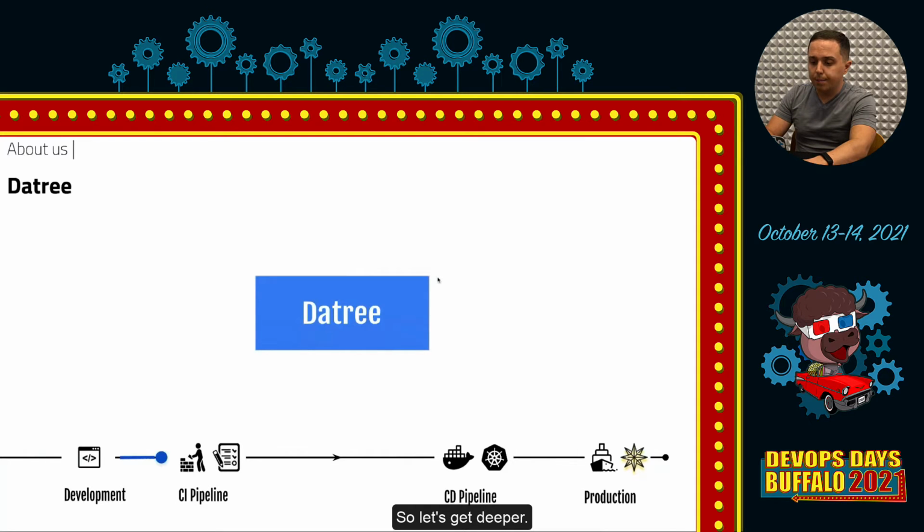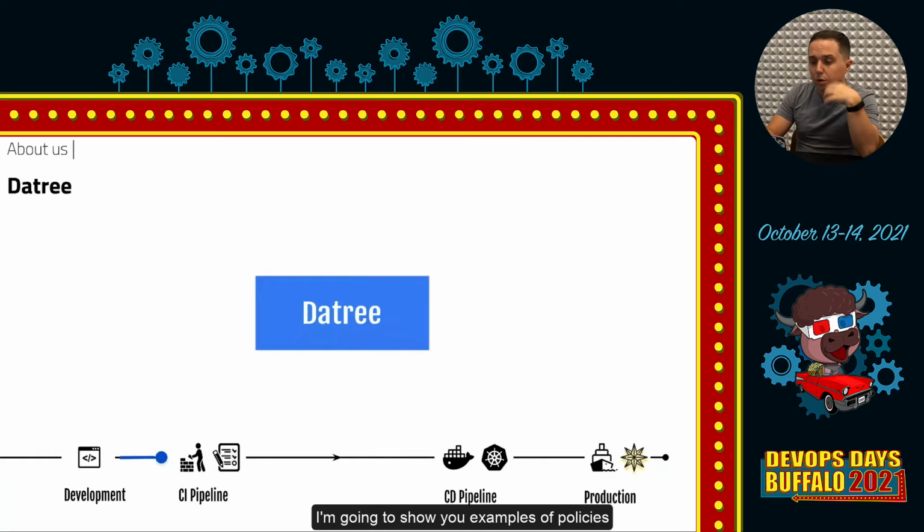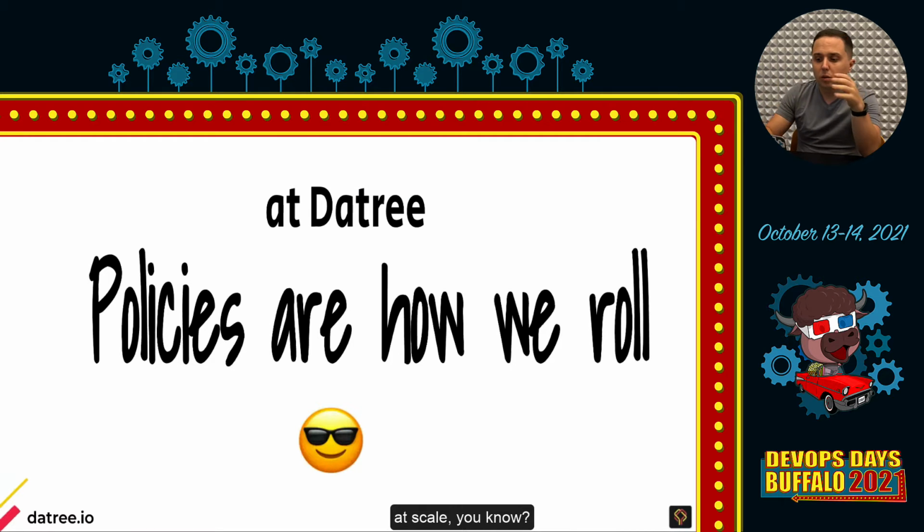So let's get deeper. I'm going to show you an example of, where is my screen? I lost my screen, sorry. I'm going to show you examples of policies that you would want all of your organization to follow, and then we're going to talk about the core principles of how you are supposed to propagate those development standards and how to manage a centralized policy at scale.